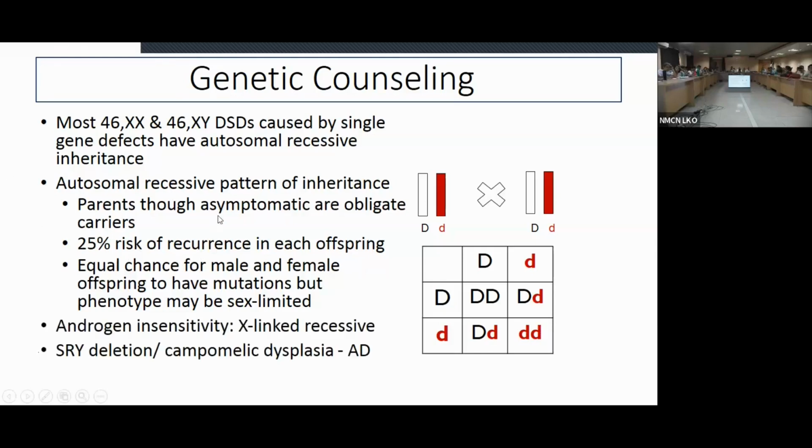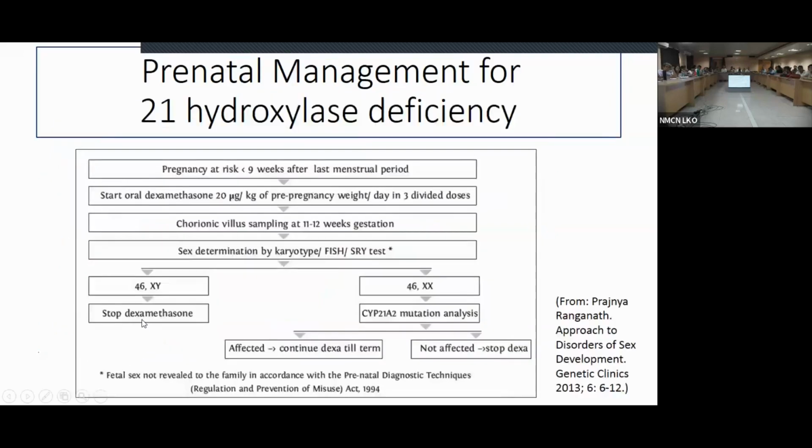For some of those conditions, the phenotype may be sex-limited. The example we discussed was 5-alpha reductase deficiency, where you get the phenotype only in the male individual. Androgen insensitivity, I showed you that pedigree, is X-linked recessive. And some of those things like SRY, of course, is Y-linked, but otherwise, campomelic dysplasia is autosomal dominant.